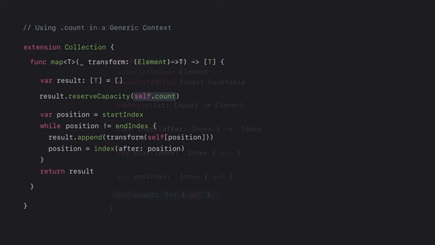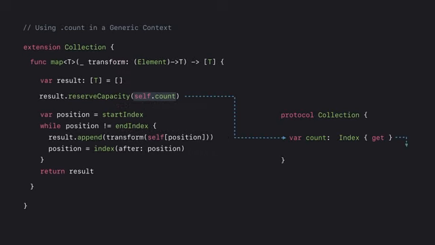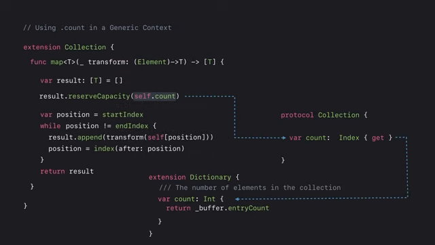With a customization point, the compiler can know that there's potentially a better implementation of a method or property available to it. And so, in a generic context, it dynamically dispatches to that implementation through the protocol. So now, if you call map on a dictionary, even though it's a completely generic function, you will get the better implementation of count.